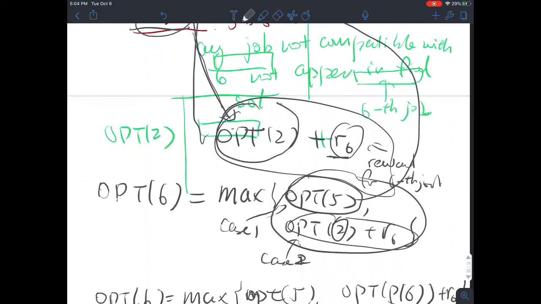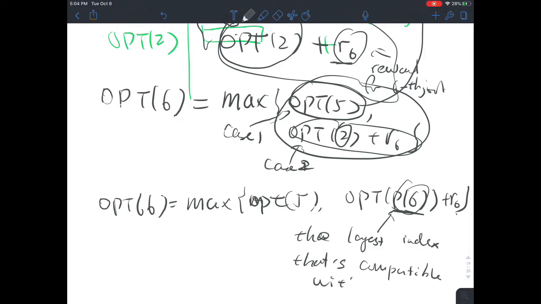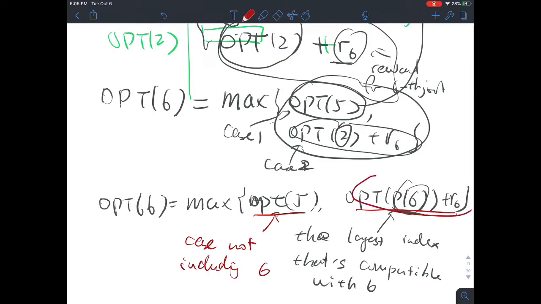P of 6 was a definition introduced in the slides: the largest index that's compatible with 6. So here it's really just 2 cases. This is the case of not including job 6, and this is the case of including job 6. One of these cases has to hold, either include or not include.